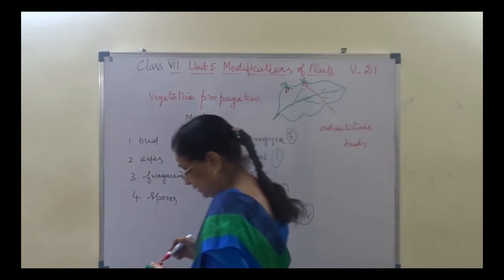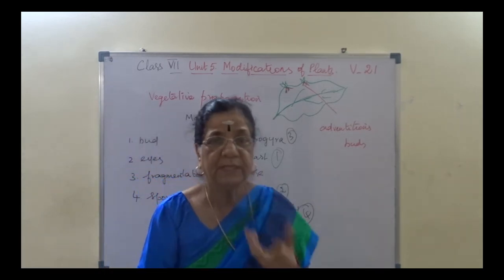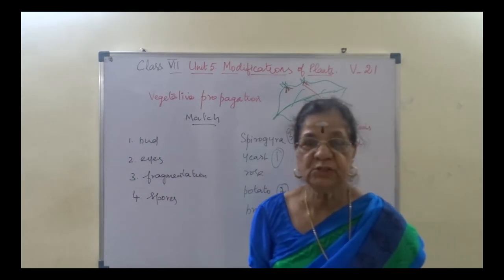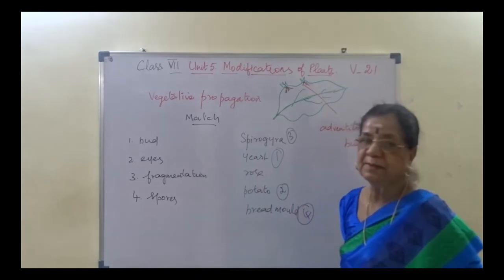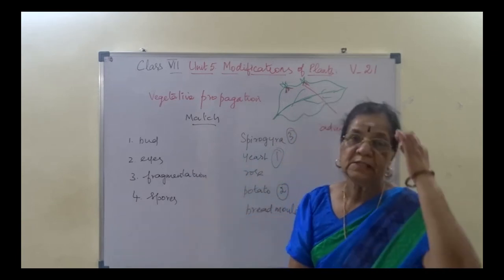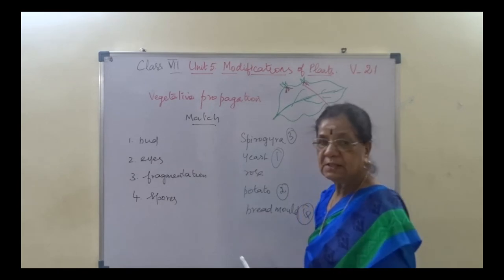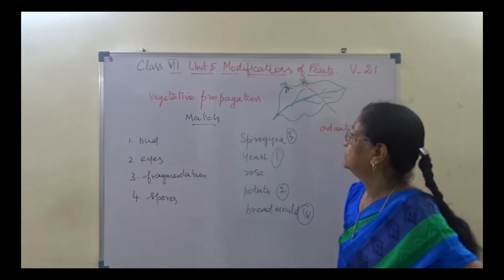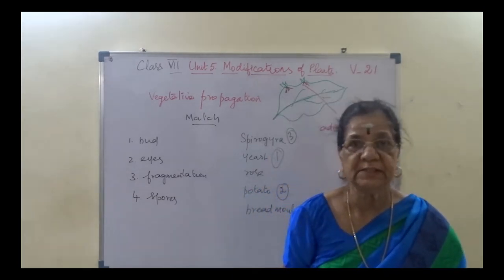So normally, the plants which reproduce by the asexual method other than sexual reproduction: one is adventitious buds. Other than that, we have done budding, fragmentation, spore formation. I hope you are clear. Yes, sir. Right. Then we will do the stem portion. Shall we continue?